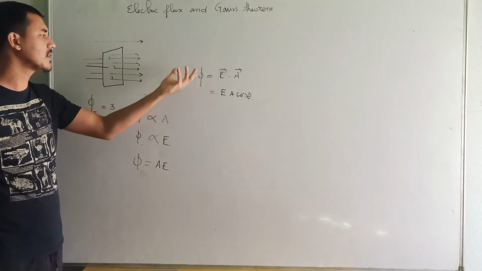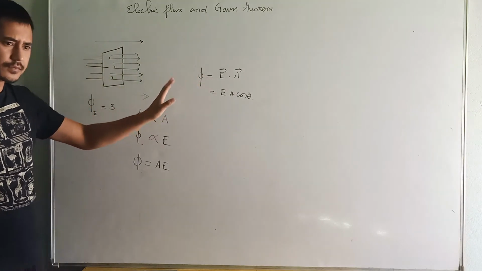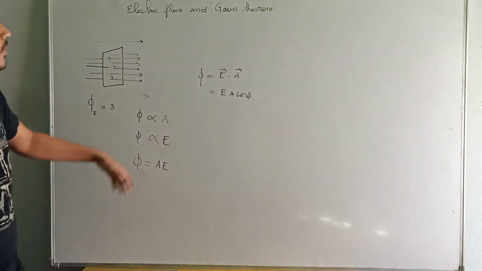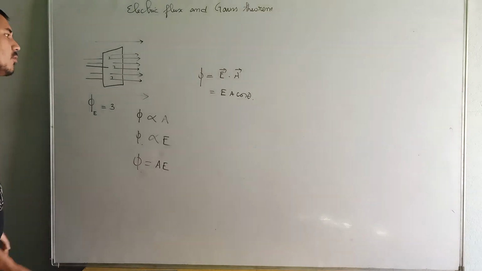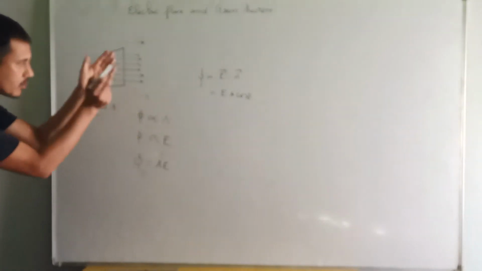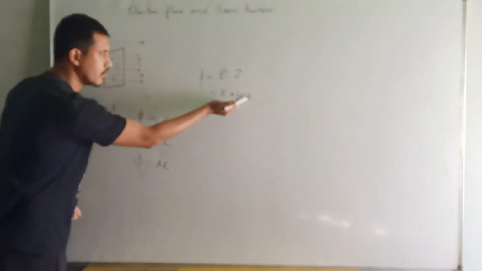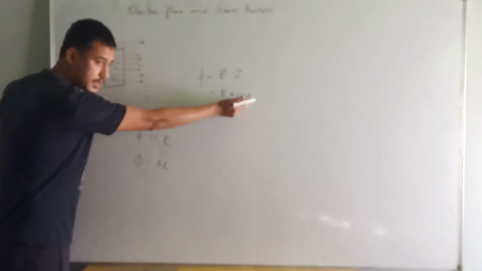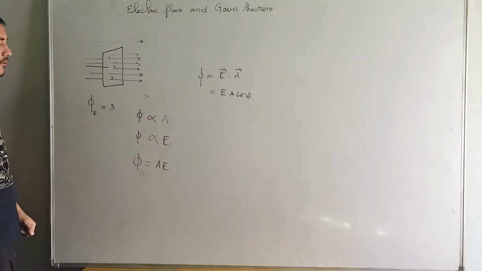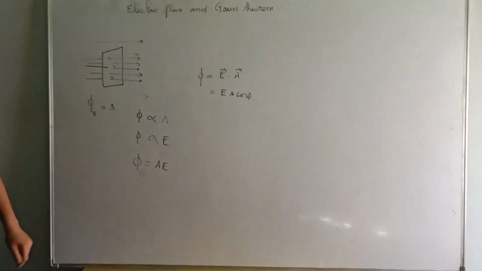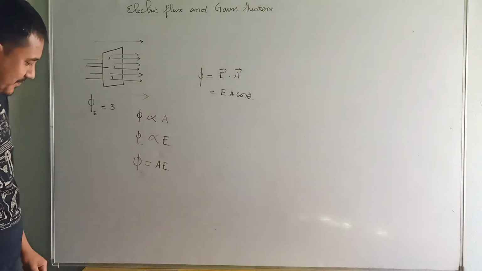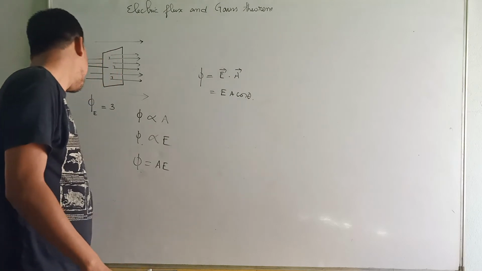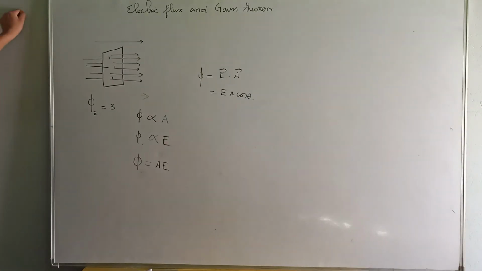Actually, this electric flux is a scalar quantity, okay? It's a scalar quantity. But it's given by the dot product of E and A, meaning EA cos theta. Why should it be cos theta? Why is cos theta there? Why dot product? We could have simply written EA, finish, end game. No? But we are doing this cos theta. Why is that?